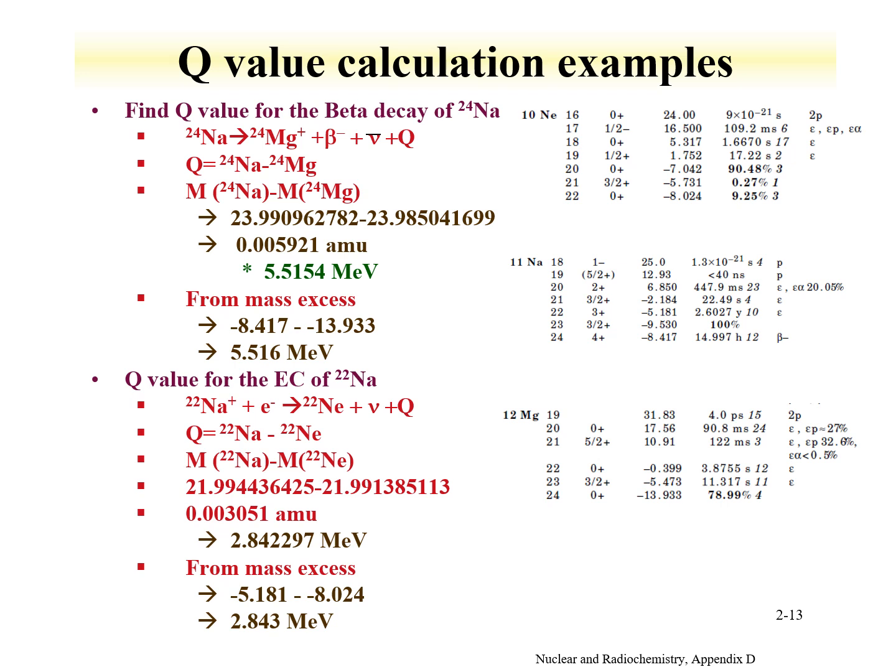So let's review what we've gone over about Q value calculations. Q value for the beta decay of sodium-24, sodium-24 decaying into magnesium-24, beta particle, antineutrino, Q value. Set up. Let's solve for the Q value.